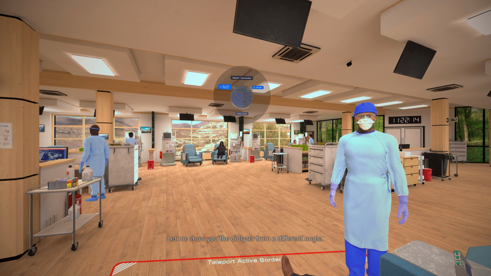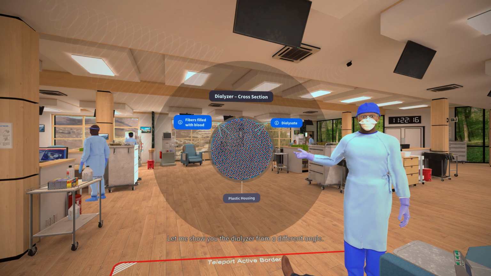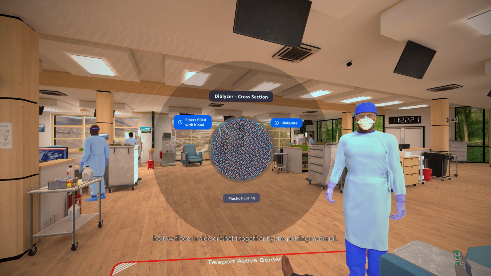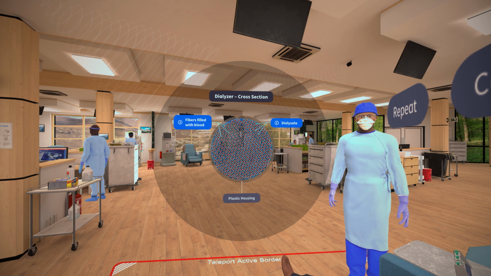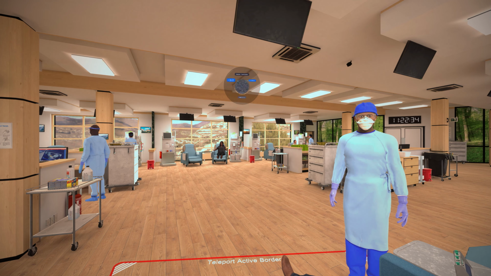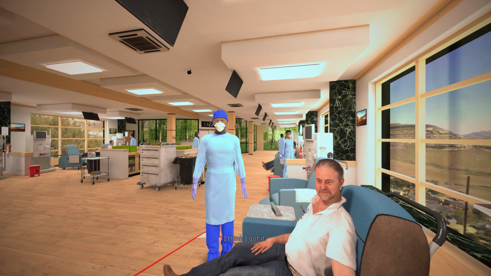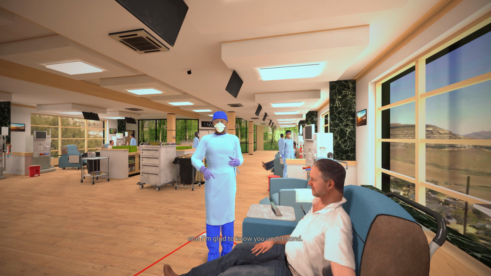Let me show you the dialyzer from a different angle. Once again, hollow fibers inside are held together by the potting material. Blood flows through the insides of the fibers, while dialysate flows around the outsides. Does this concept make sense? I think I got it. This is an important point, and I'm glad to know you understand.